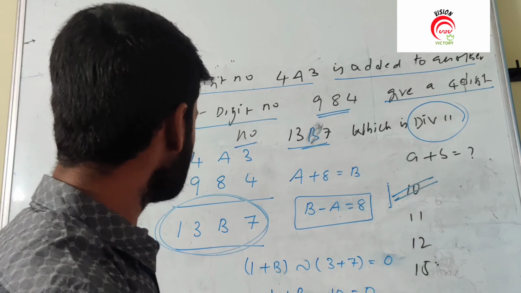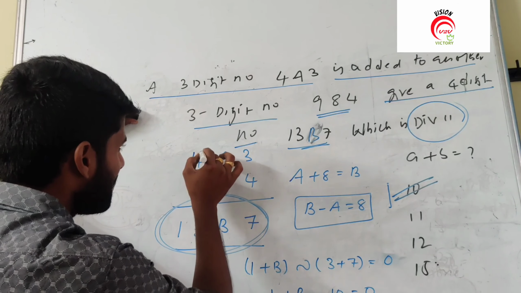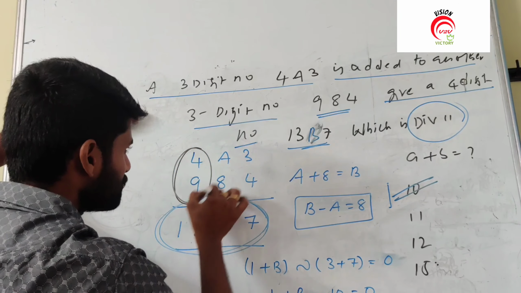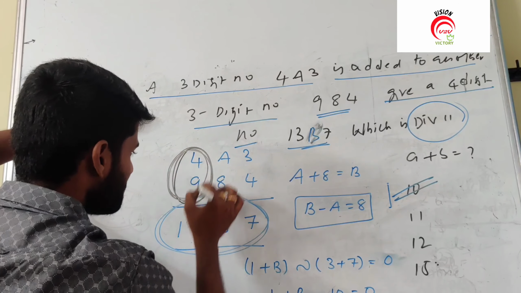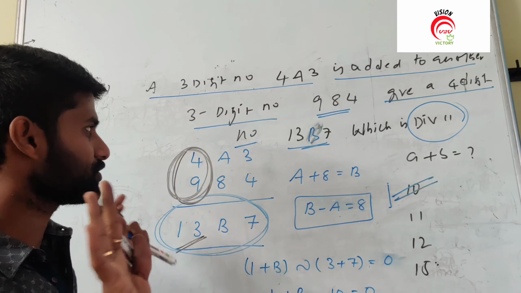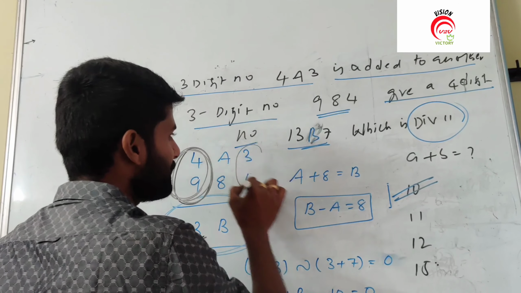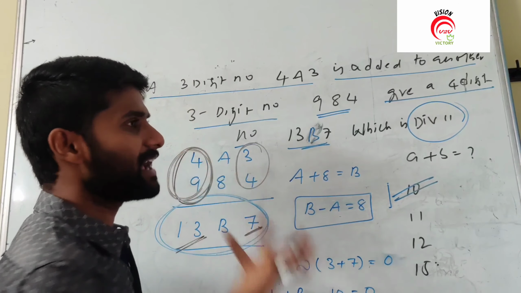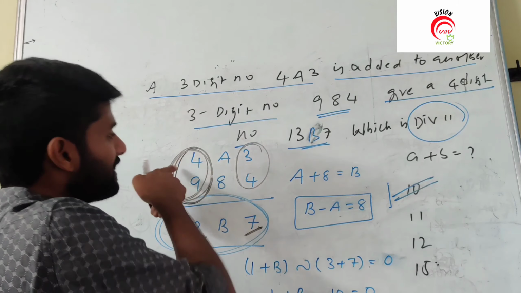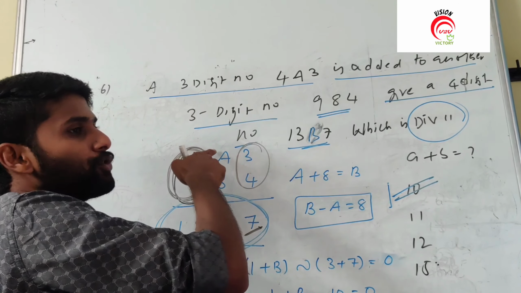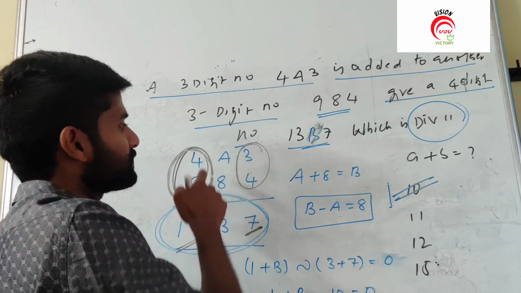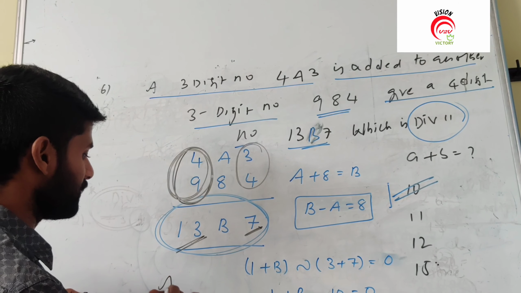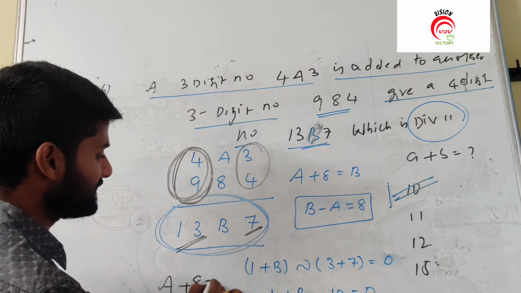But if you want to go with the direct one, see, we already know that 4 plus 9, go with the direct calculation. So 4 plus 9 we get 13 as a resultant. It's okay, it's not a problem. And 3 plus 4 is always 7. There is no carry forward here for 3 plus 4. So finally we are left with A plus 8 is equal to B.